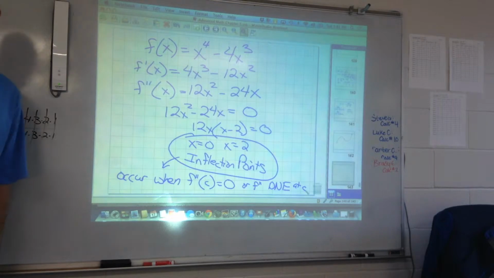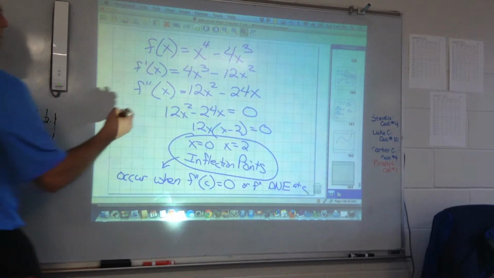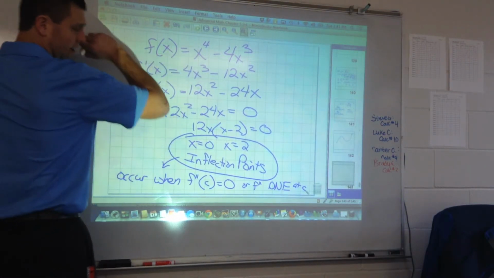What if you have a situation where it equals 0 and does not exist? Well, you're screwed. Would you have 2 inflection points? I think if it's 0, it's 0. If it does not exist, it can't be 0. Don't we also have to figure out if it's concave up or down?